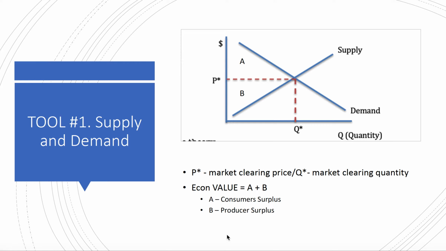Area B represents producer surplus. Those sellers were willing to sell for a whole lot less, but they didn't have to. They were able to sell at P star. So in fact, they received more than their minimum, which allows them to spend it on whatever they want to spend it on, including research and development. So area A and B represent economic value.